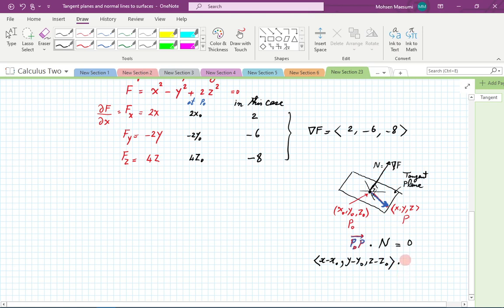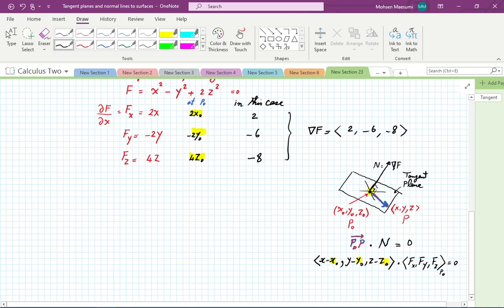How do we write our gradient? So let's write it. We are going to write it fx, fy, fz. Let's emphasize that all of these things are supposed to be evaluated at P0, not any arbitrary location, but that location that you're interested in. We are here. Okay, this dot product has to be 0.